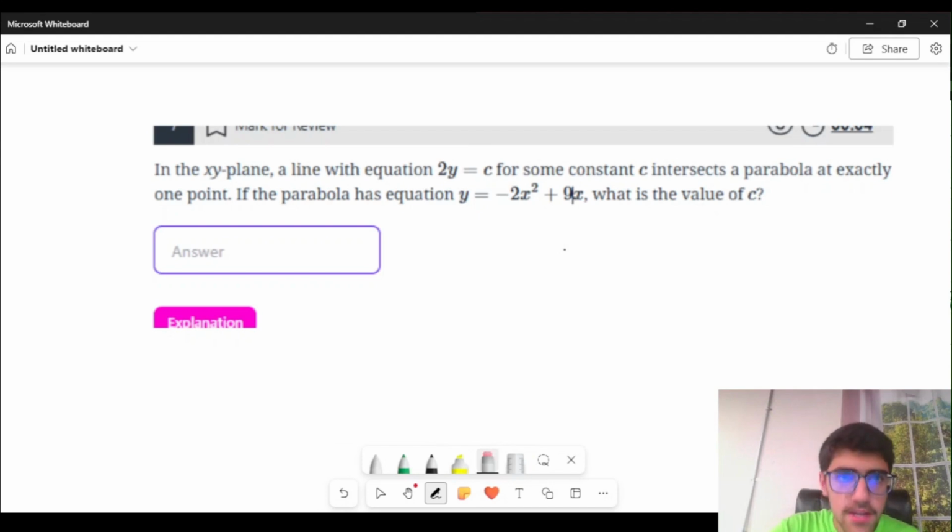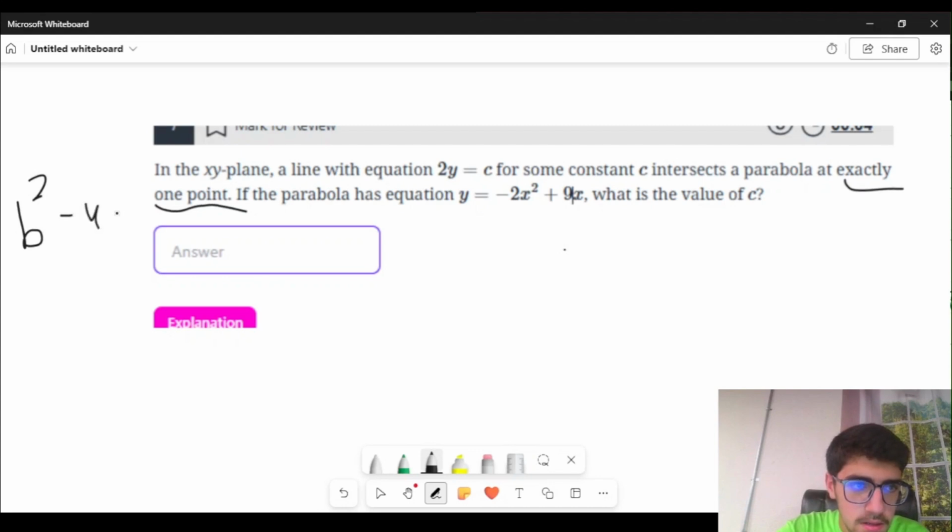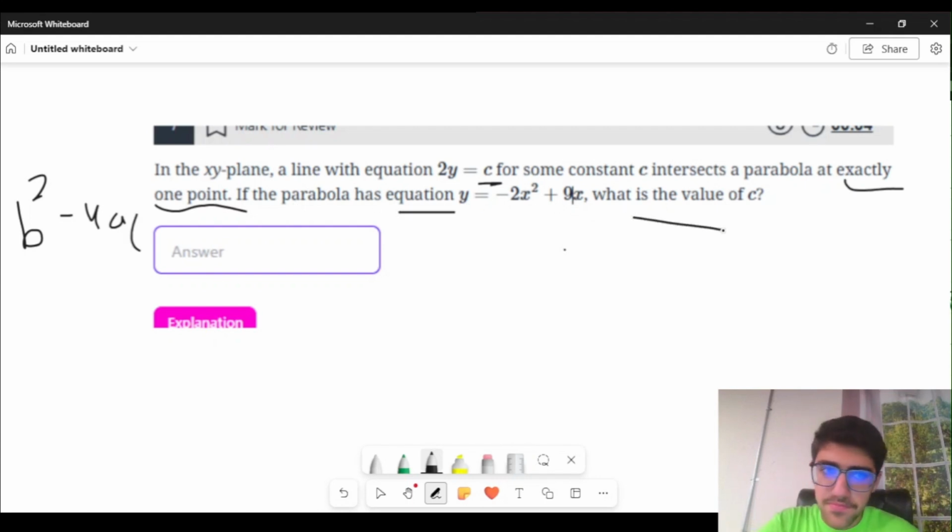So for the last question, it tells us that in the xy plane, a line 2y equals c for some constant c intersects a parabola at exactly 1 point. When it says something like this, I'm guessing it's going to require the discriminant, which was b squared minus 4ac, so that we can solve for the missing variable. Then it tells us, if the parabola has the equation y equals negative 2x squared plus 9x, what is the value of c?